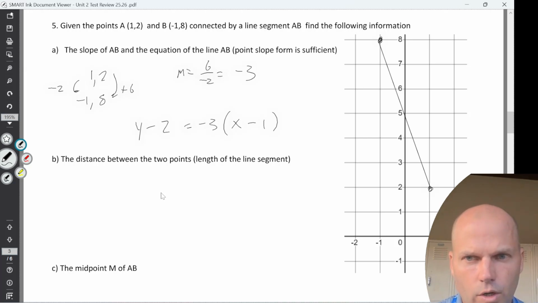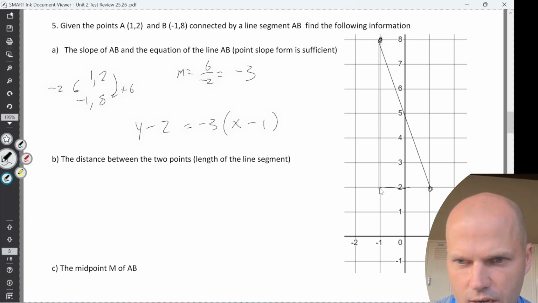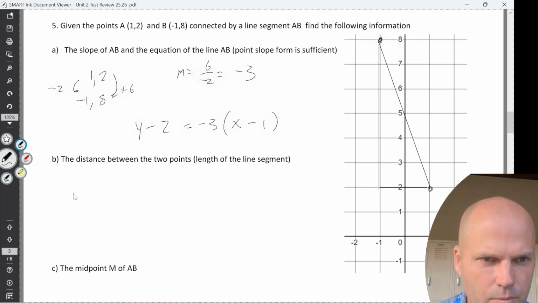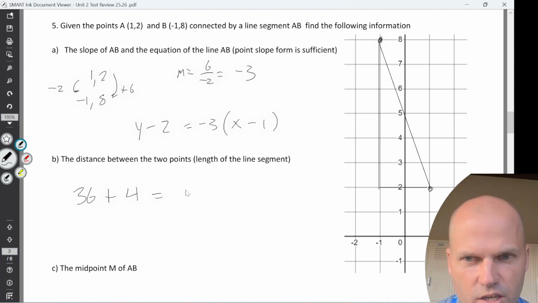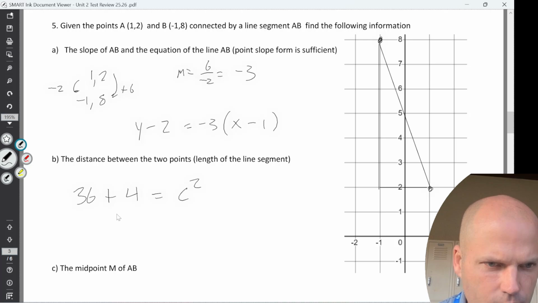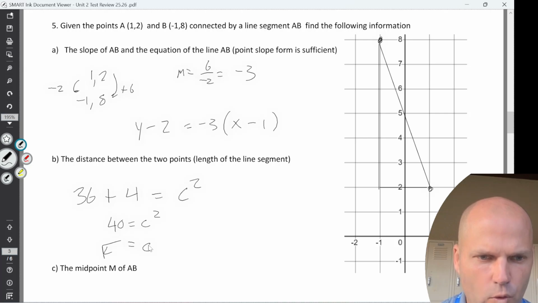Great. What is the distance between the 2 points? Well, we can see the vertical change and the horizontal change. We could see the Pythagorean theorem: a squared plus b squared would be 36 plus 4 equals our length squared. So 40 equals c squared. C equals root 40.